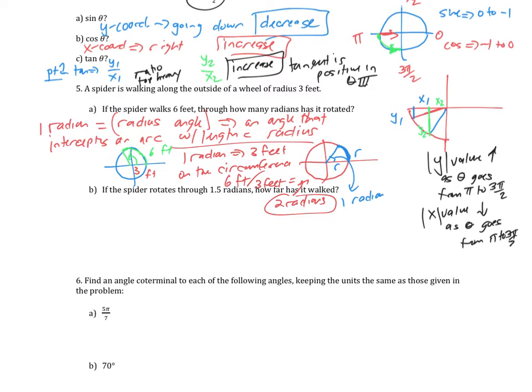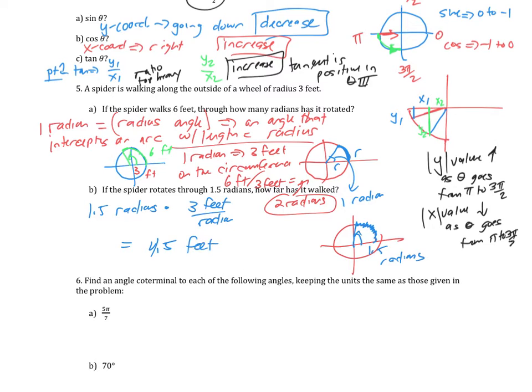Letter B said, if the spider rotates through 1.5 radians, how far has it walked? Okay, so I'll make a little sketch. The angle that it's rotating through is 1.5 radians, and we want to find this piece of the circumference. Each radian corresponds with 3 feet. So we have 1.5 radians times 3 feet per radian. So this is going to be 4.5 feet as our answer.